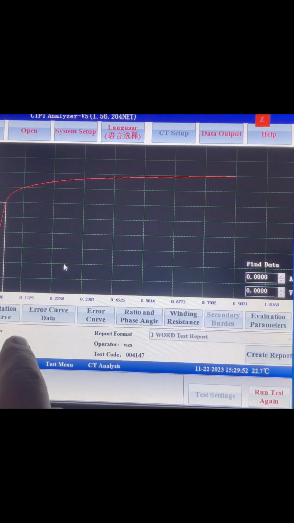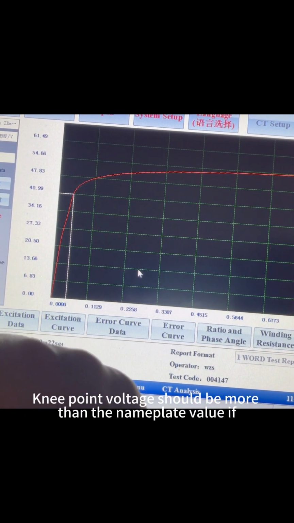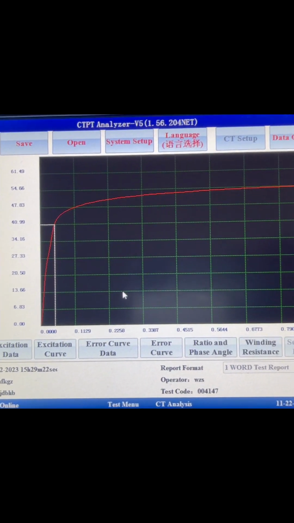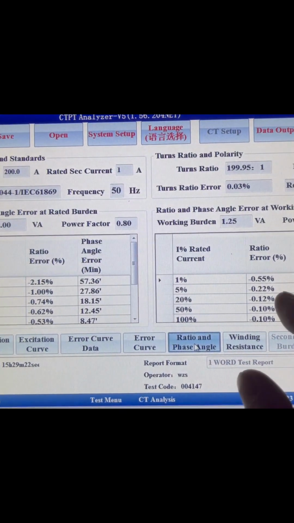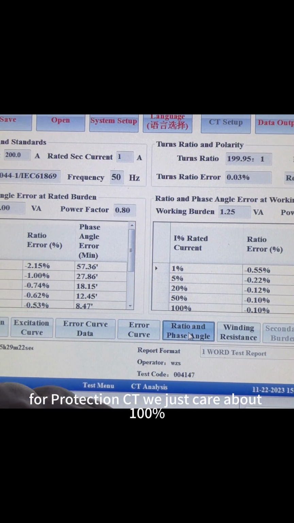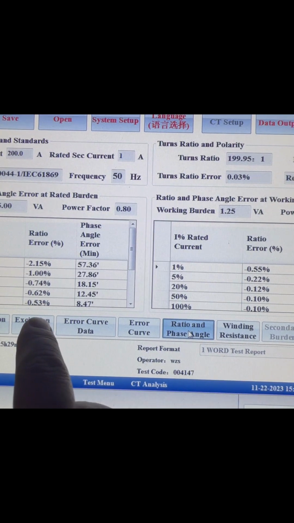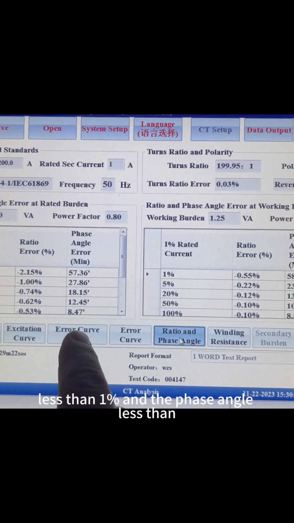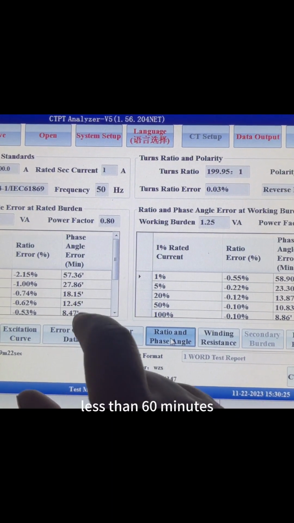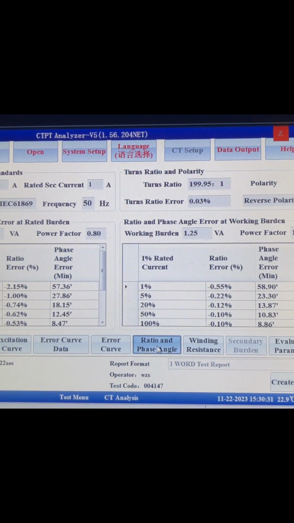Here is the measured excitation curve. Here is the knee point voltage. The knee point voltage should be more than the nameplate value if it is listed on the nameplate of the CT. And here is the ratio test result. For protection CT, we just care about the 100% current point. The ratio error should be less than 1%, and the phase angle less than 60 minutes. And the polarity: the measured polarity should be the same polarity.